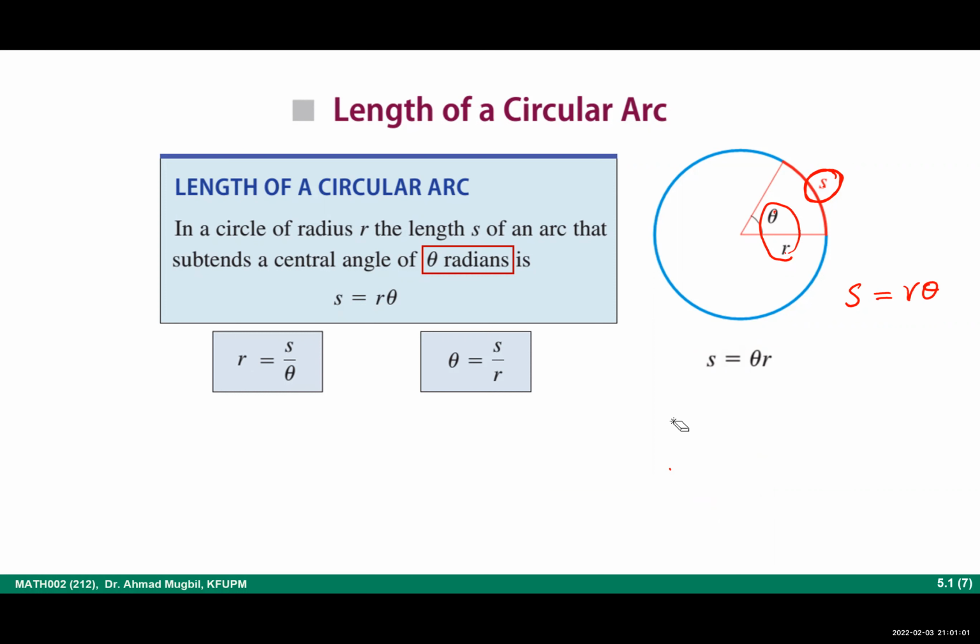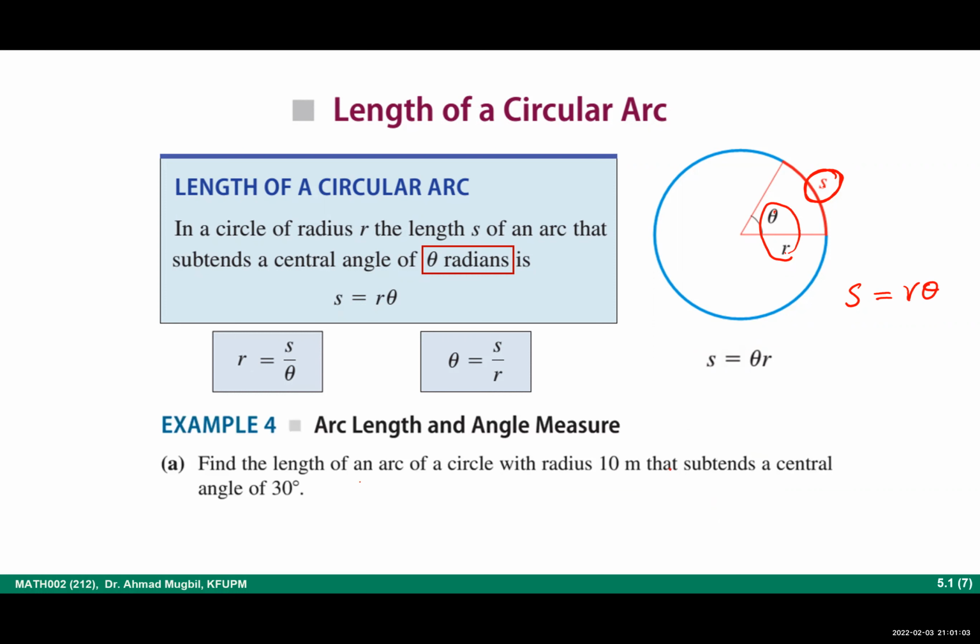Let's take an example about that. Find the length of an arc of a circle. So this is S. We need to find S, with radius R. R is 10, that subtends a central angle of theta degrees. So theta is equal to 30 degrees. We have R equal to 10 meters.